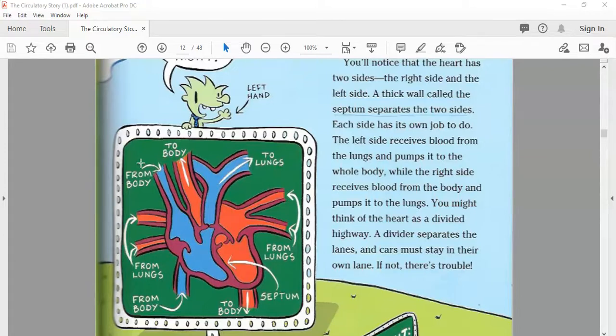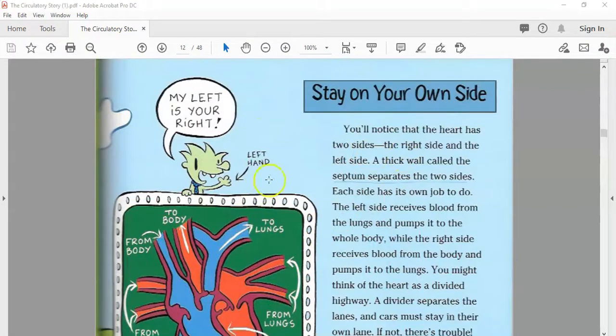Yes, what does a diagram do? It labels. So this is telling me that this is for the lungs, the septum, to the body. So there's many sides to the heart. So yes, and if I can see the inside, of course, it is a cutaway. So here the author included the illustration to show me what the inside of the heart looks like and the different parts of the heart.